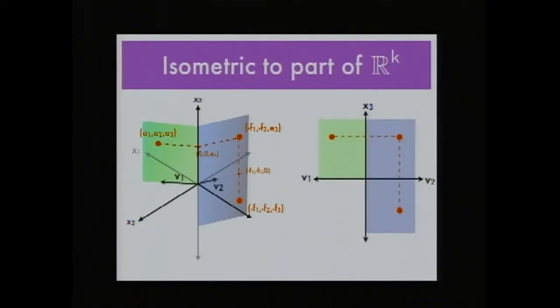So I can isometrically map the part of tree space that I know contains a geodesic to a lower dimensional Euclidean space. All I did is take the part of tree space I knew contained the geodesic and basically unbend it. And an isometric mapping preserves distance.